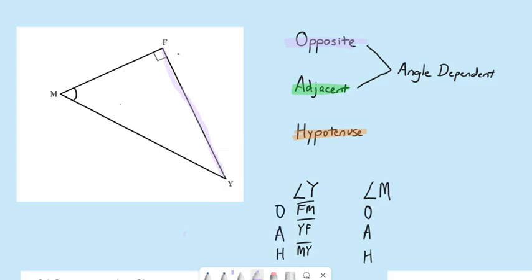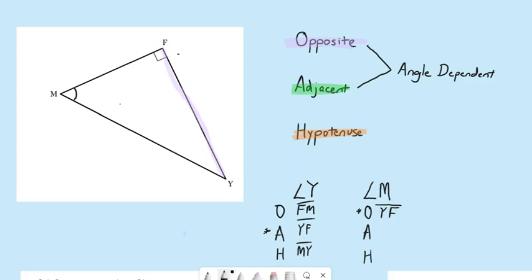It's got to get out of the way so I can see. FY, or as we called it earlier, YF, which is perfectly fine. So I'm going to put that right here, YF. Now notice that the opposite for angle M is the adjacent for angle Y.